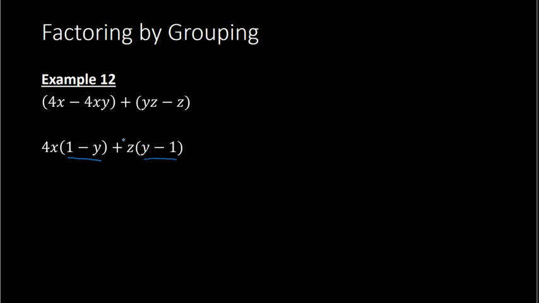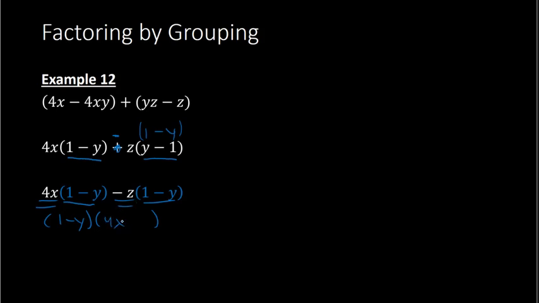And I do that by pulling a negative out. So make this into a negative z. And then this becomes, instead, 1 minus y. So we have 4x times 1 minus y minus z times 1 minus y. So from here, they both have 1 minus y in common. I can factor that out. And in the other parentheses, I have what's left over, which is 4x minus z. So my factored form would be 1 minus y times 4x minus z.